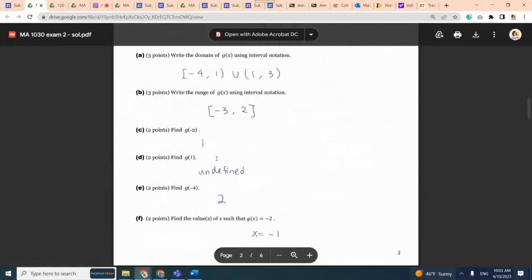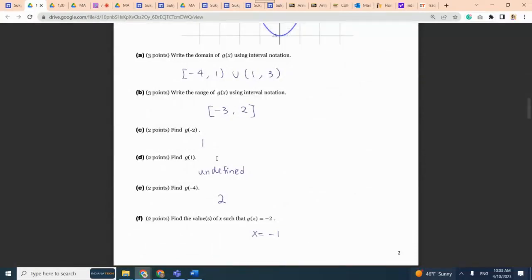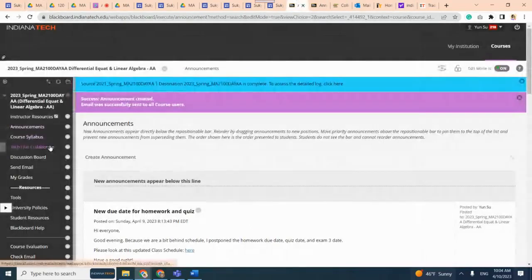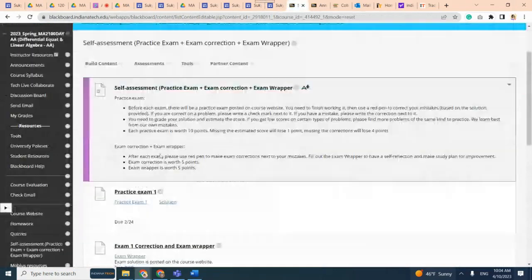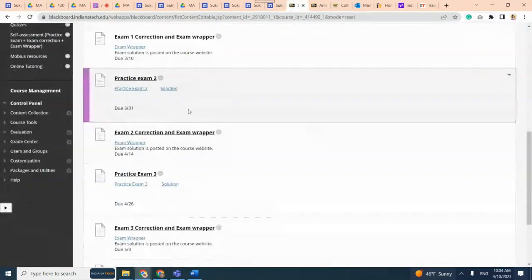Please use a red pen to make corrections on your exams. If you have a mistake on some parts, just write down the correction next to your answer using a red pen or any other color pen. After you finish that, you can go to the self-assessments. Here, if you haven't submitted your practice exam, please submit it. And this is the exam 2 correction and record.